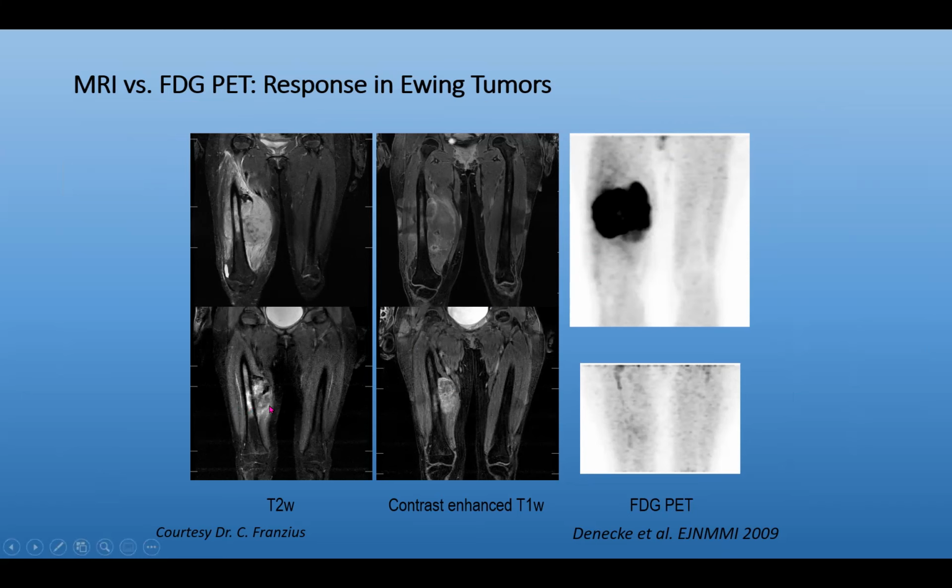So if they went based on this, they might say, well, yes, the tumor has shrunk, but it's still there, right? It's still actively growing. Whereas when we look at the PET scan, it's quite clear that the tumor response has been quite remarkable.